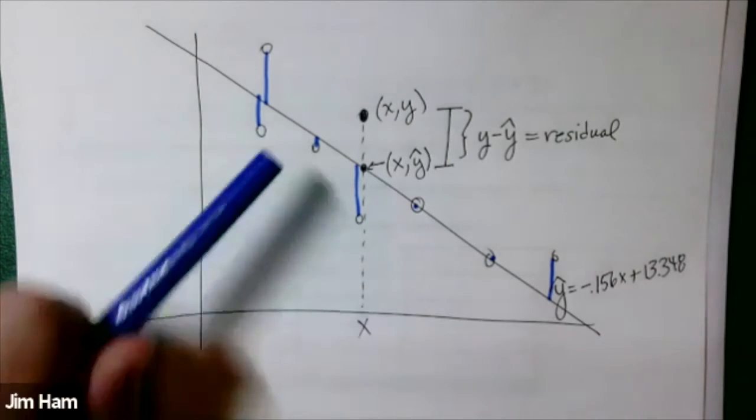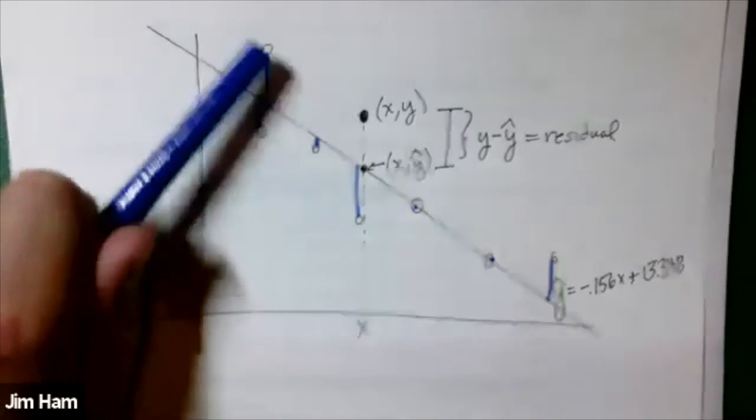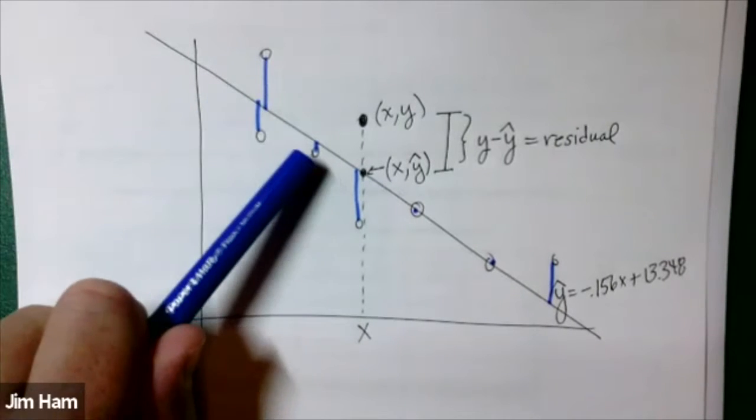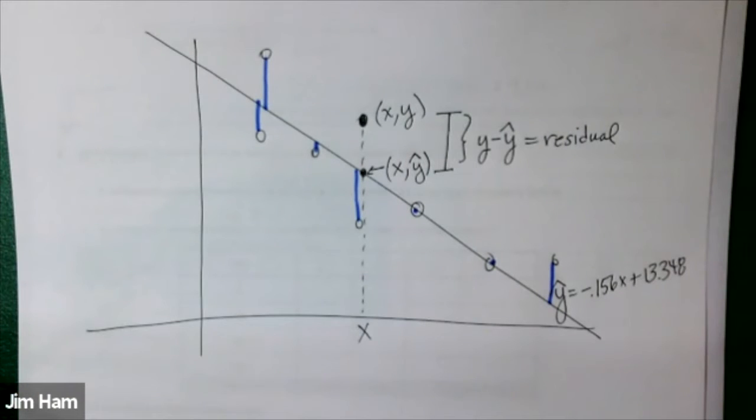And some of these residuals will be negative, some will be positive. The points that fall below the line will have negative residuals, and the points that fall above the line will have positive residuals. So to make them all positive, we do what we did with the standard deviation, and we square those residuals and then add them all together. So I think one of the homework problems is they're going to ask you to find the sum of the squared residuals, because we need to minimize that in order to find the line of best fit.